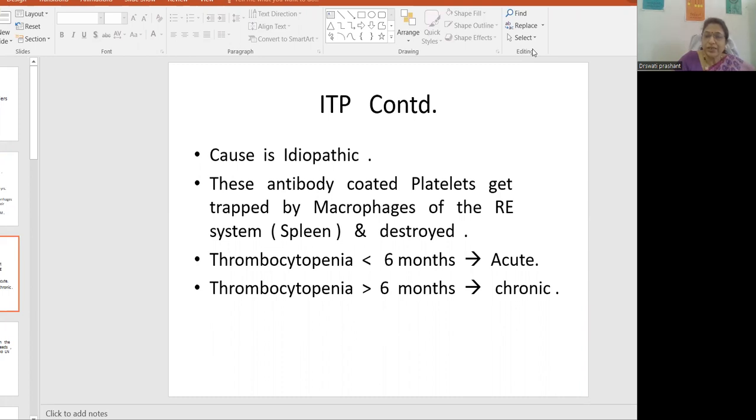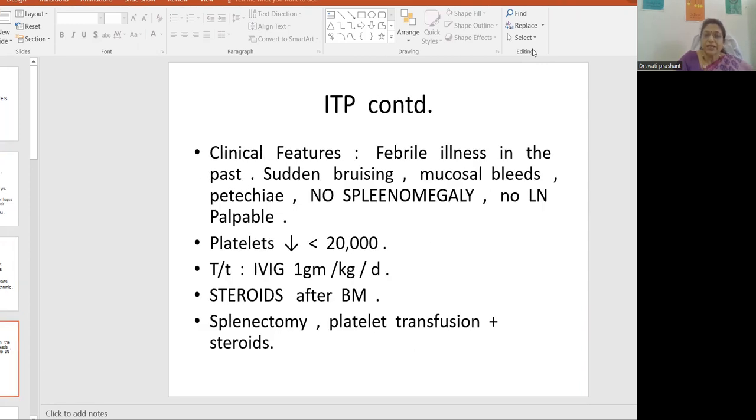These antibody-coated platelets are trapped by macrophages of the reticuloendothelial system, that is the spleen, and are destroyed there. Thrombocytopenia occurring for less than 6 months is called acute, while if it persists more than 6 months, it is called chronic ITP. Clinical features: a febrile illness in the past, that is a recent history of fever, cold, cough, is a classical history. Sudden bruising, mucosal bleeds, petechiae all over the body, no splenomegaly, no lymphadenopathy. Platelets are decreased. Usually, we see patients coming with platelets less than 20,000.